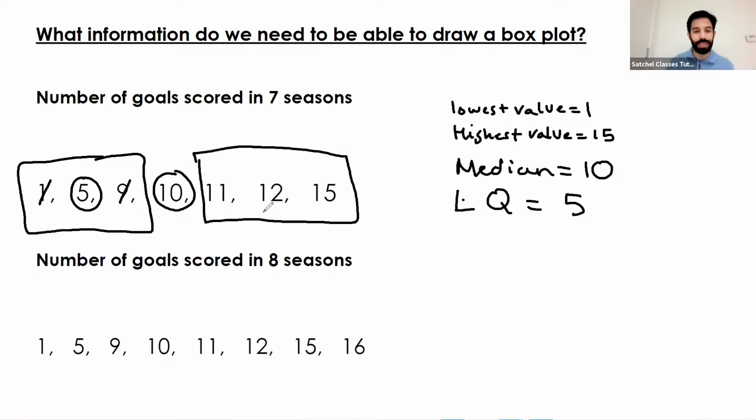We then need to find the upper quartile. So the upper quartile is the median of the upper half. So these 3 values are the upper half of our data set.